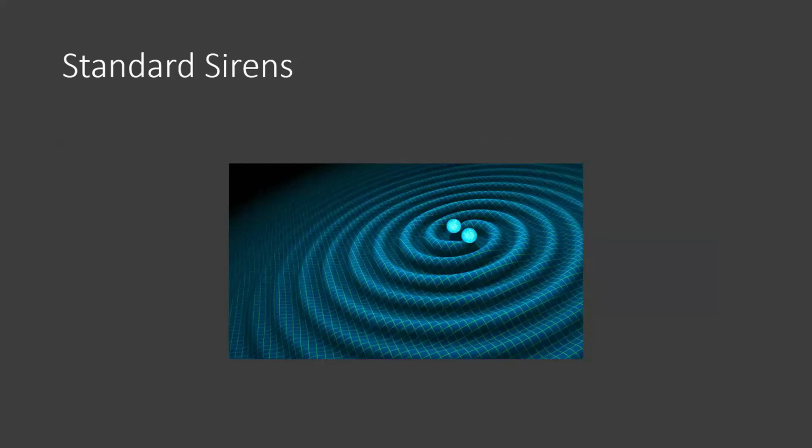Finally, just a really brief mention of a fairly new method, standard sirens. You may have heard in the news in the last few years about gravitational waves. These are ripples in the fabric of space, which are really tiny and very difficult to measure from Earth, but we've just managed to get the precision and the technology to do this.